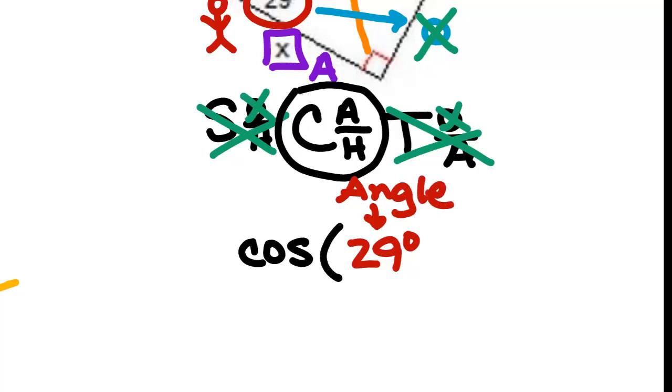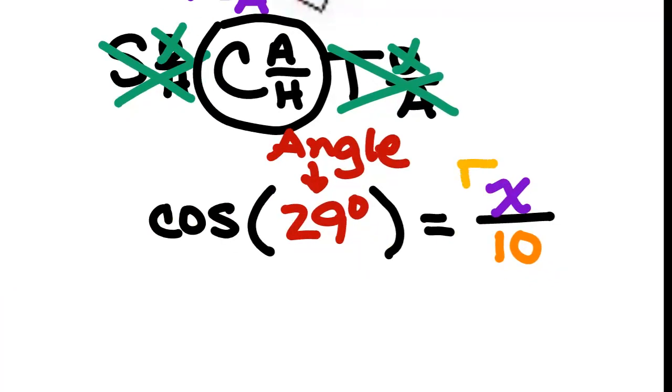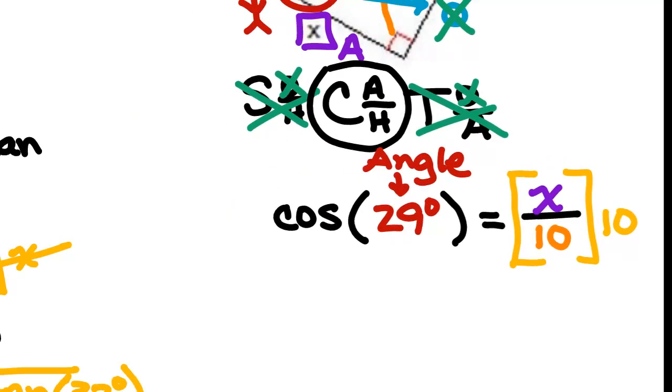And then I need adjacent over hypotenuse. How big is the adjacent side? X. And the hypotenuse is 10. We want to get the x all by itself, so I need to multiply by what? 10. So we multiply both sides by 10.